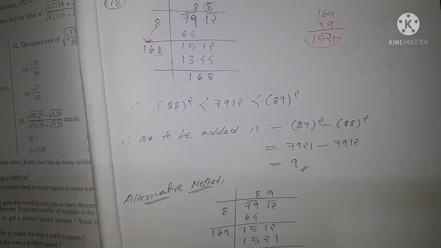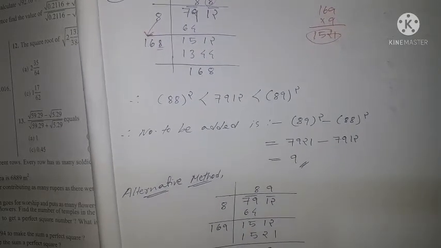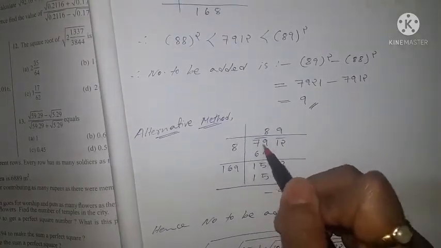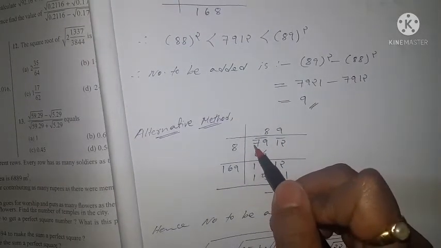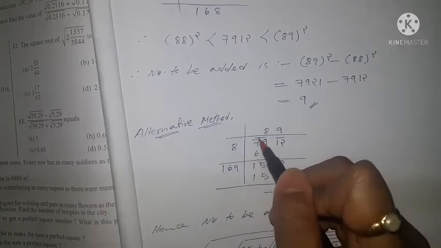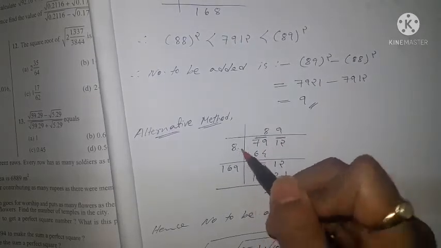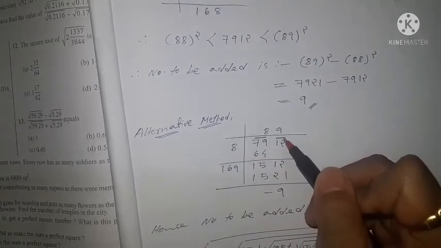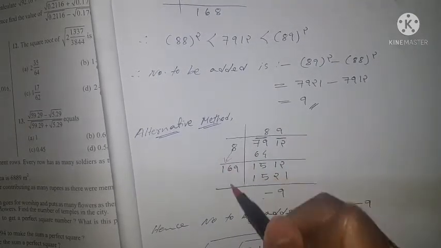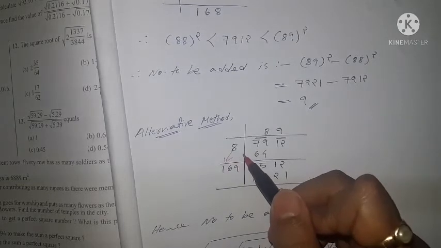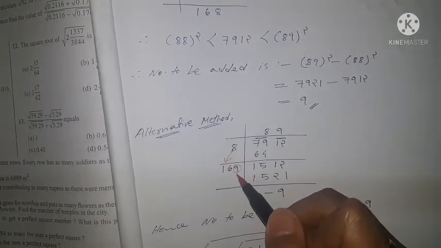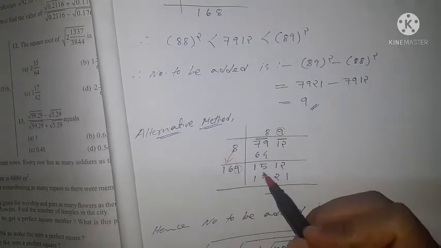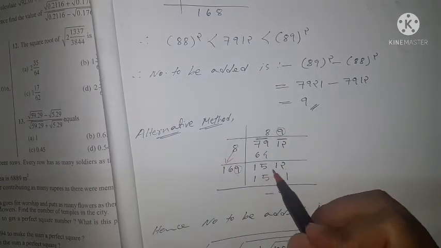There is another alternative method which is not given in the book. Let's see that method. Similarly we use the method of long division for 7912. We make it in pairs. At the beginning, 8 into 8 is 64. The remainder is 15, and this 12 comes down. This is double 8. Here, as we already know, if we take 8 and multiply by 8 again, it will be 1344, which is less than 1512.